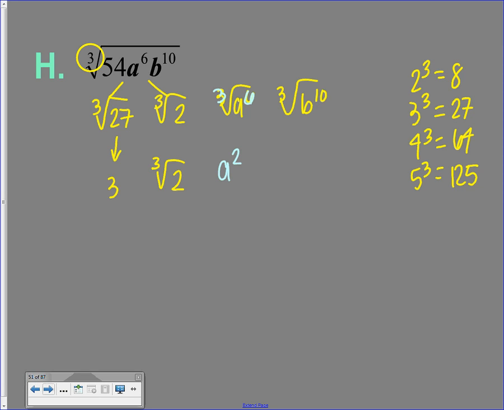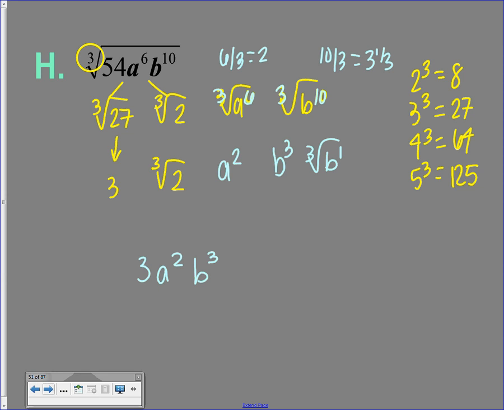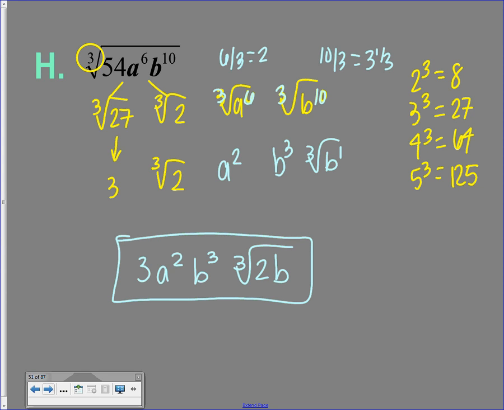In terms of the b, have to be in groups of 3. There's 10 kids inside. So that's going to be 3 groups, but then there's going to be 1 lonely b stuck inside. Again, mathematically, this was 6 divided by 3, so that gave me 2. 10 divided by 3 gave me 3 and 1/3. So things that are outside are going to go together: my 3, my a squared, and my b to the 3rd. And then the things that are left inside are my third root of 2 and my b for my final answer. So lots of steps.